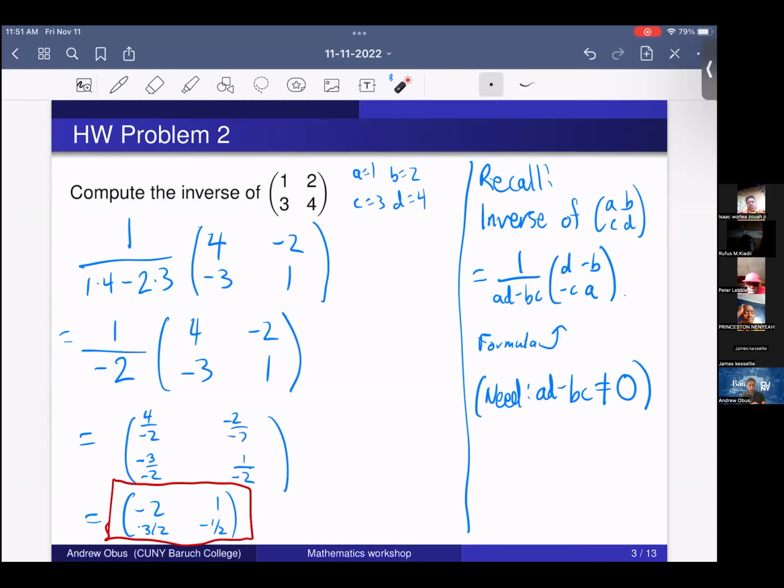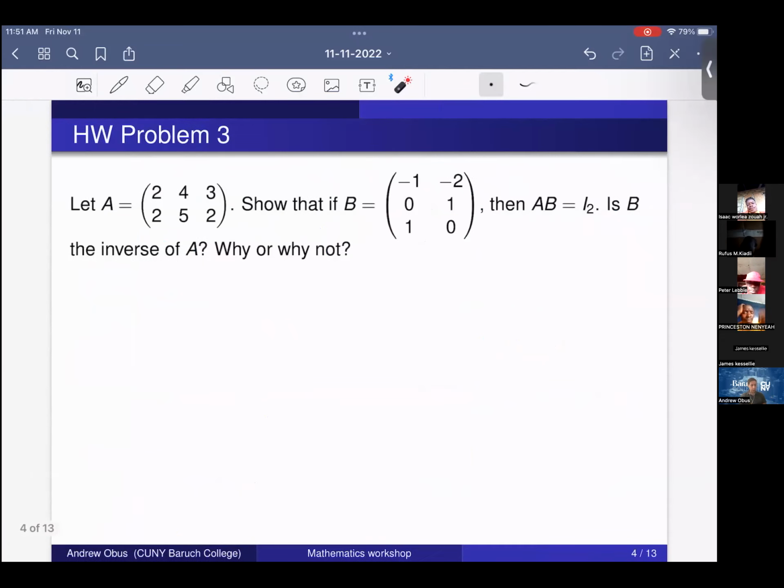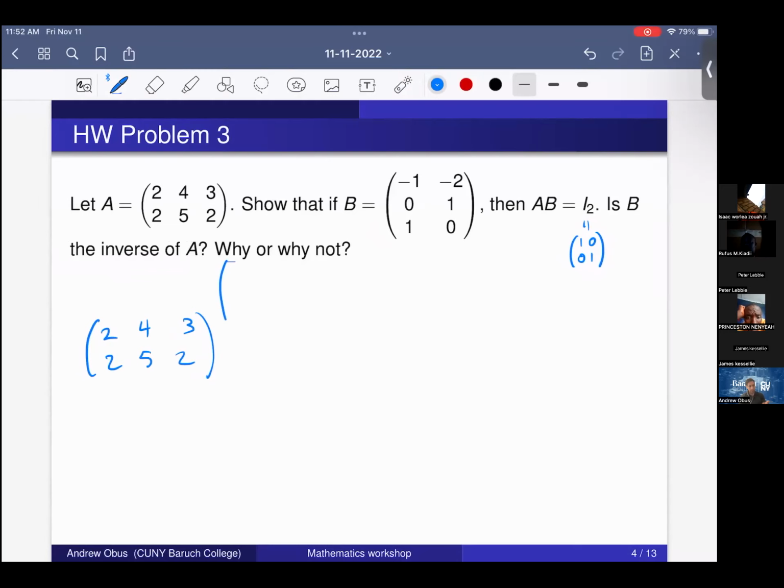Okay. So let's go to the next problem. So the next problem we have, if A is this matrix, and B is this matrix, we want to show that AB equals I2. Remember what I2 is. This was the 2 by 2 identity matrix that's given by this matrix 1, 0, 0, 1, right? So we want to show that their product is I2. So let me just write this down: 2, 4, 3, 2, 5, 2. And then we're going to multiply it up here by -1, 0, 1 and -2, 1, 0.